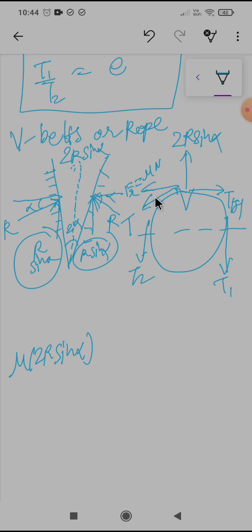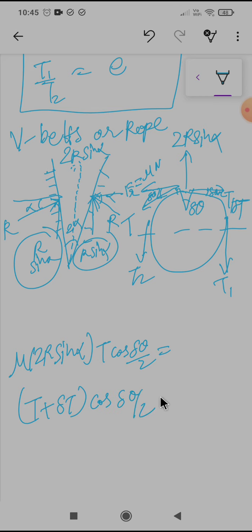But vertically, suppose this angle is delta theta, so this angle will be delta theta by 2, and this angle will be delta theta by 2. So vertically, there will be T cos delta theta by 2. And now on the right hand side, the forces are T plus delta T, so that is T plus delta T into, similarly here also, cos delta theta by 2.